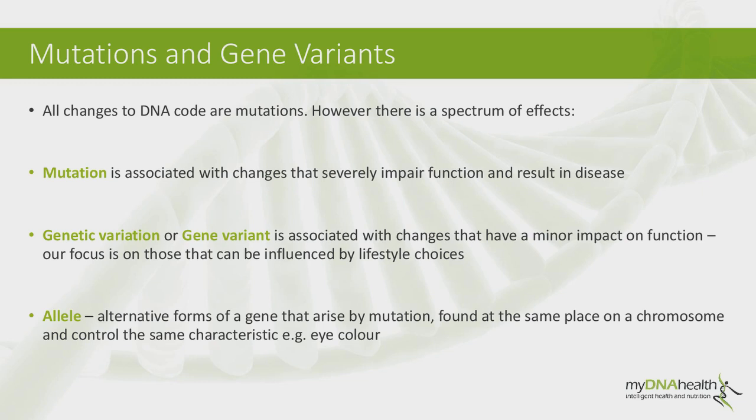And then an allele is the alternative form. So this is the terminology we use for alternative forms of a gene because, of course, we have one from our mother and one from our father. And the allele is the difference that arises by mutation or genetic variant, whichever one we're using. And it's found at the same place on a chromosome and controls the same characteristics. So, for instance, eye colour. You have the allele for blue or you have the allele for brown, etc., etc.